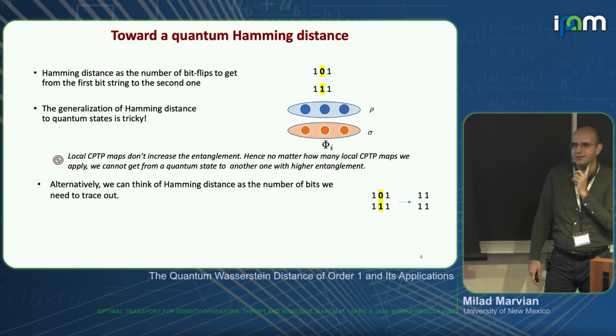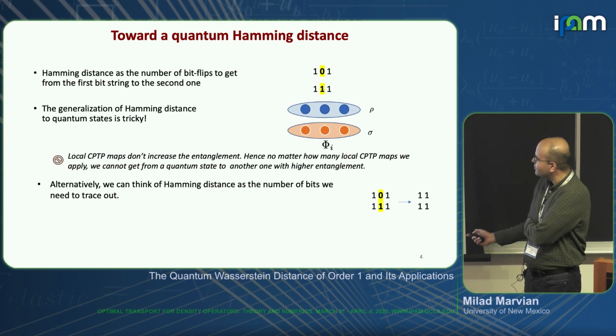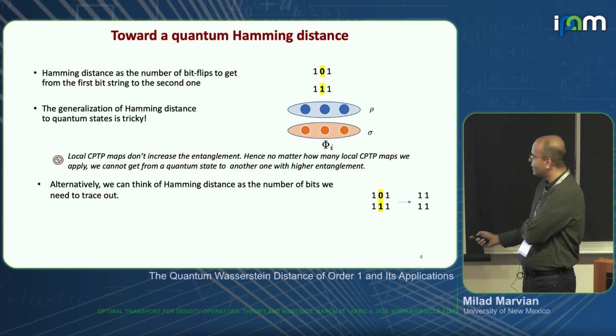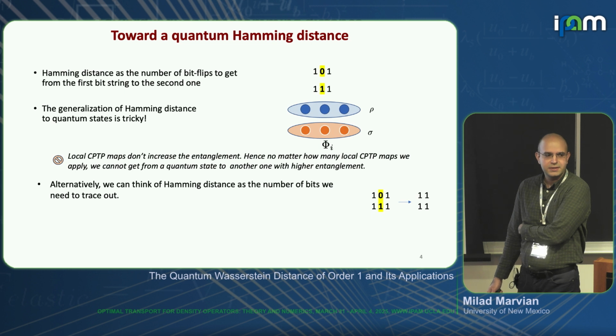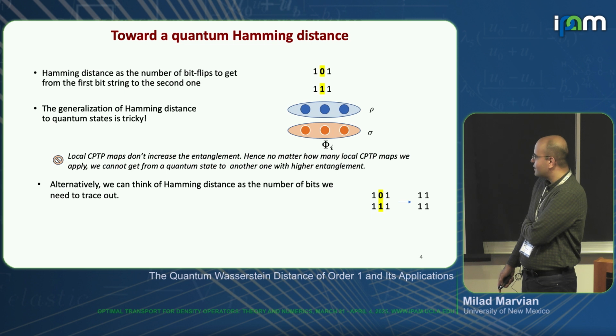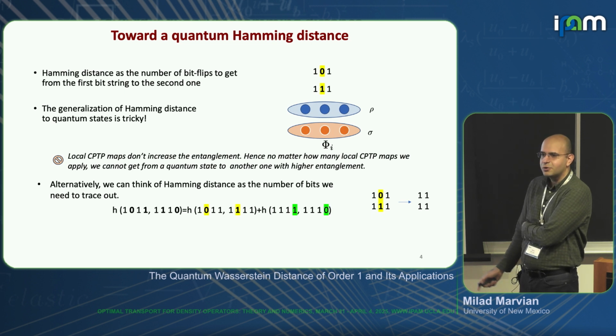Maybe we should think about it differently, and think about going from the first bit string to the second bit string by asking how many bits I should delete, right? I need to delete one, and they become the same. So I say that the Hamming distance of these two bit strings is 1. That seems to work, and I can make it more complicated.